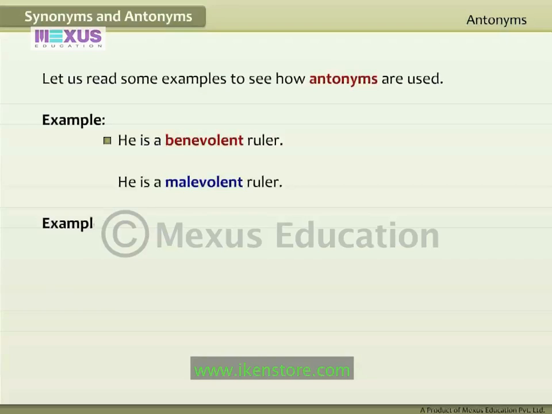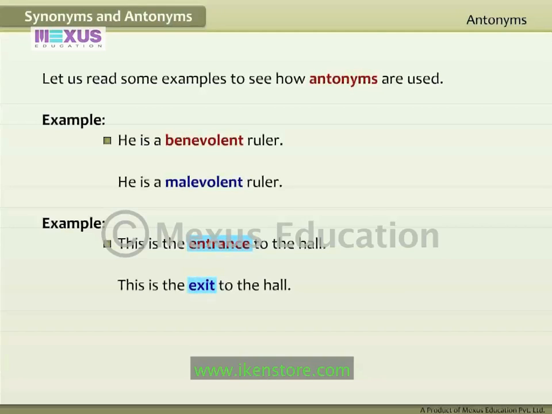Read the next example. This is the entrance to the hall. When entrance is replaced with its antonym, the sentence becomes, This is the exit to the hall. The new sentence is now opposite in meaning. Thus, antonyms are used to convey opposite meanings.